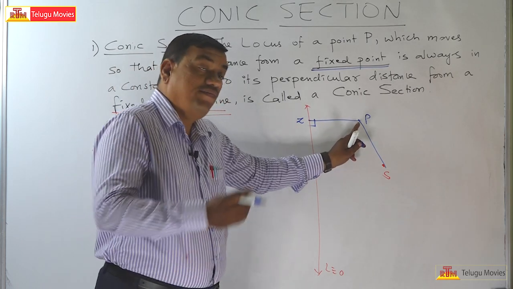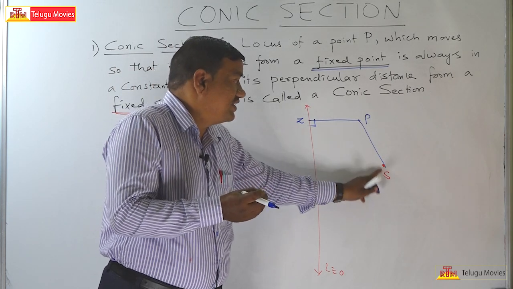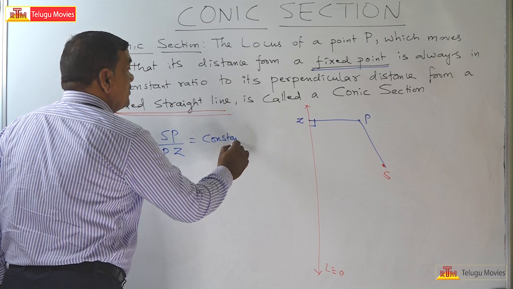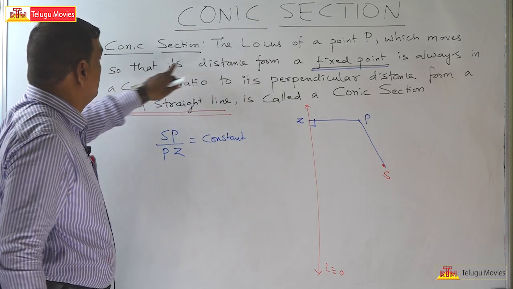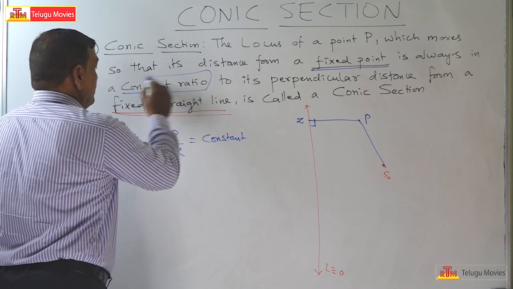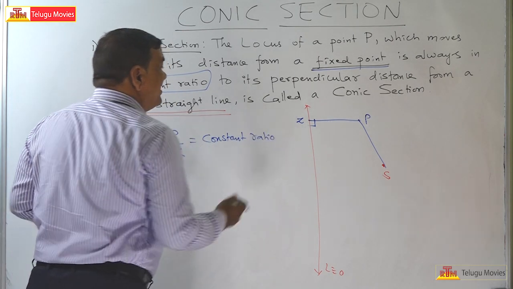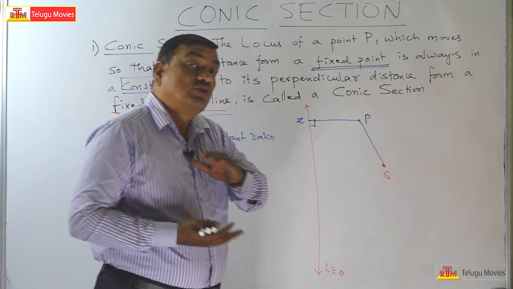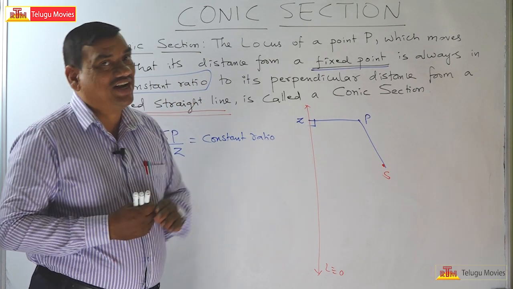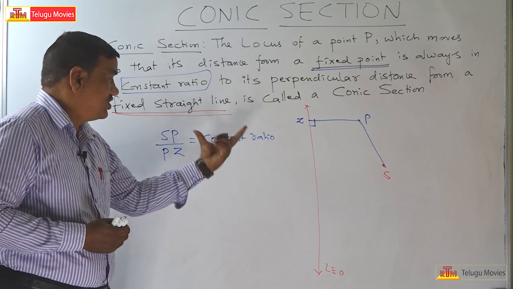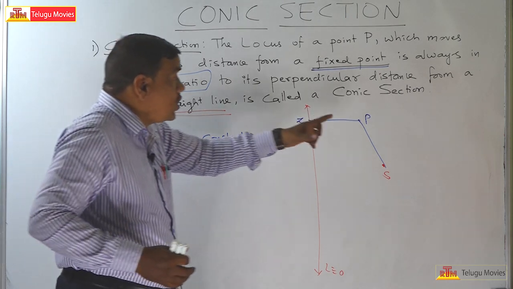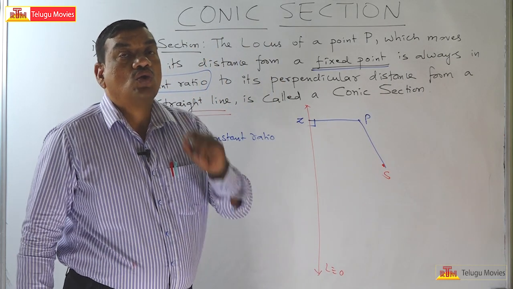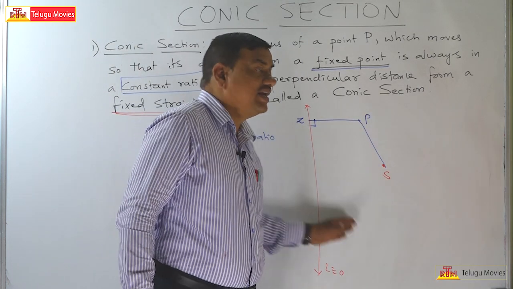This ratio, from this variable point, the distance from the fixed point and the fixed line, is always a constant. If it is maintaining a constant ratio, then the locus of this point, whatever may be the shape, is called a conic section. The locus means it will form a shape.